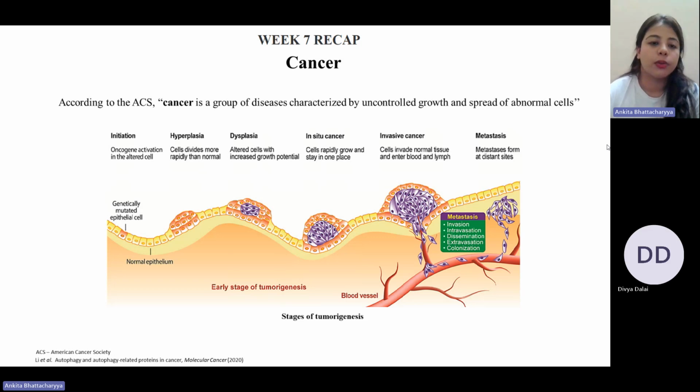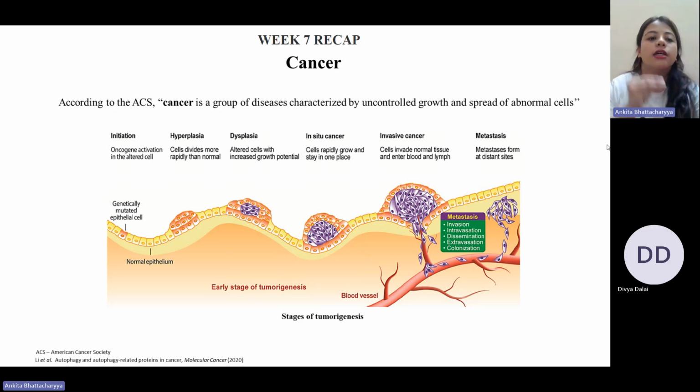So with this in mind, what we see here are the basic stages in cancer. You have initiation, hyperplasia, dysplasia, in situ cancer, invasive cancer, and metastasis. The definitions of this are something I'll come to later as well. But if you see it characteristically, what you see is that within the epithelium, this is again a generic definition. It will vary based on the type of cancer that you're talking about.